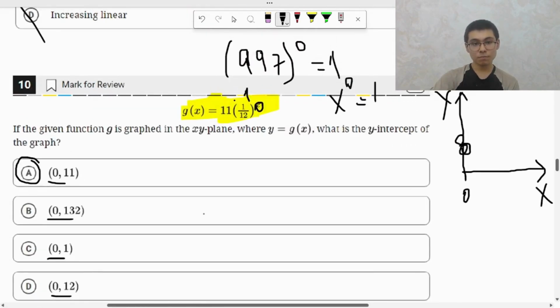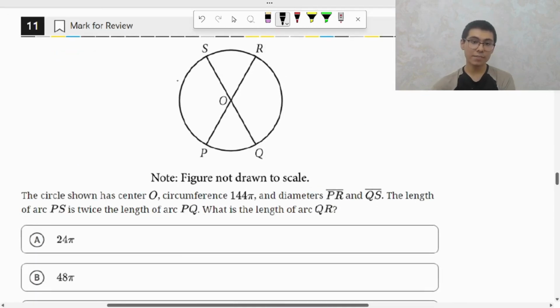So let's move on to question number 11. Here we have a circle with center O, and the length of this whole circle is 144 pi, and PR and QS are diameters. You also have to know one thing: diameter equals twice the radius. So the length of arc PS is twice the length of arc PQ.